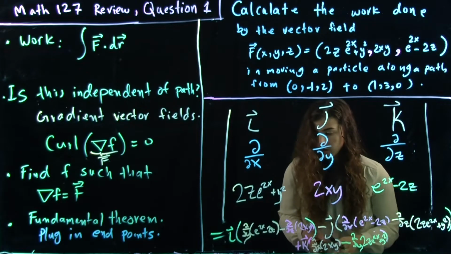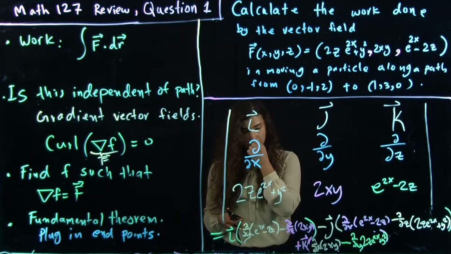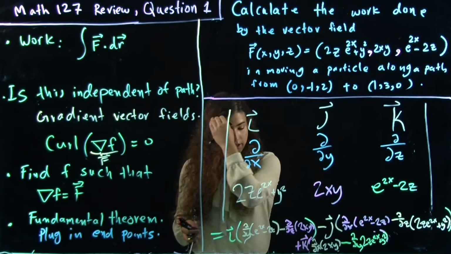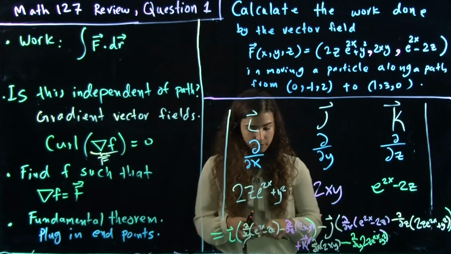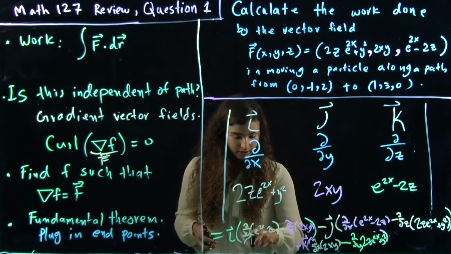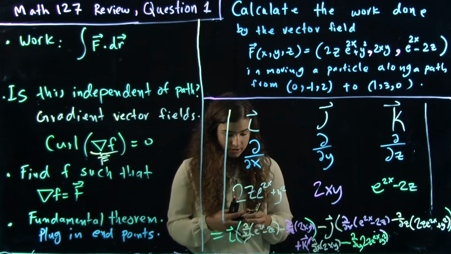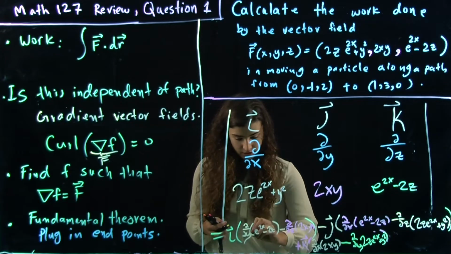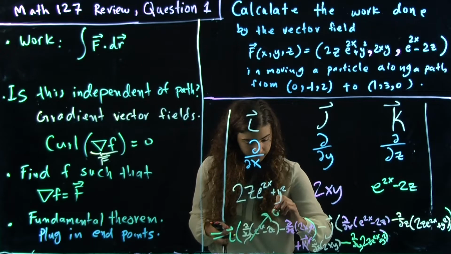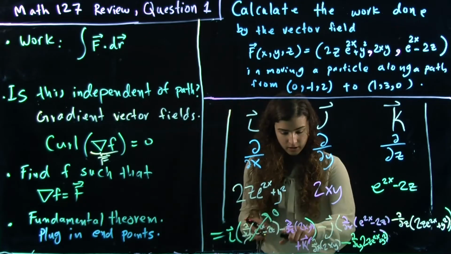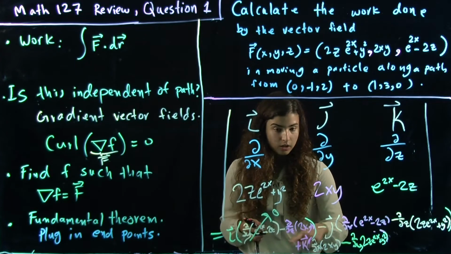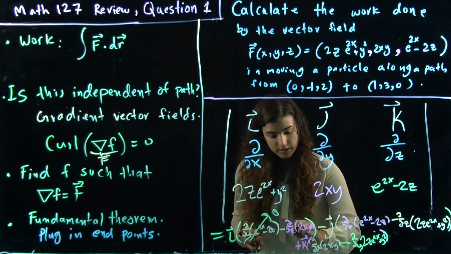Okay, so looking at this now, when you take your partial with respect to y, you hold all the variables that are not y as constants. So here we have our e to the 2x, which is treated as a constant, and that's going to go to 0, as is our minus 2z. And here we have our partial with respect to z, and since I don't see a z here, just 2xy, all of those are treated as constants, and it's going to go to 0.